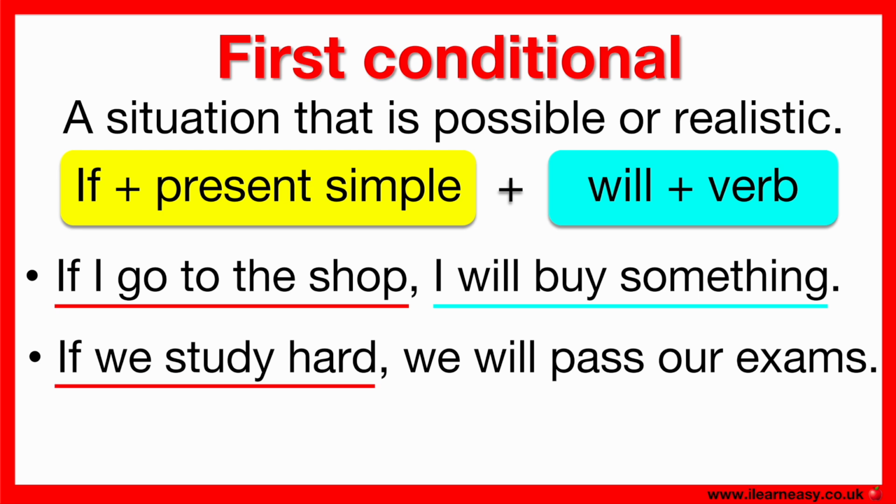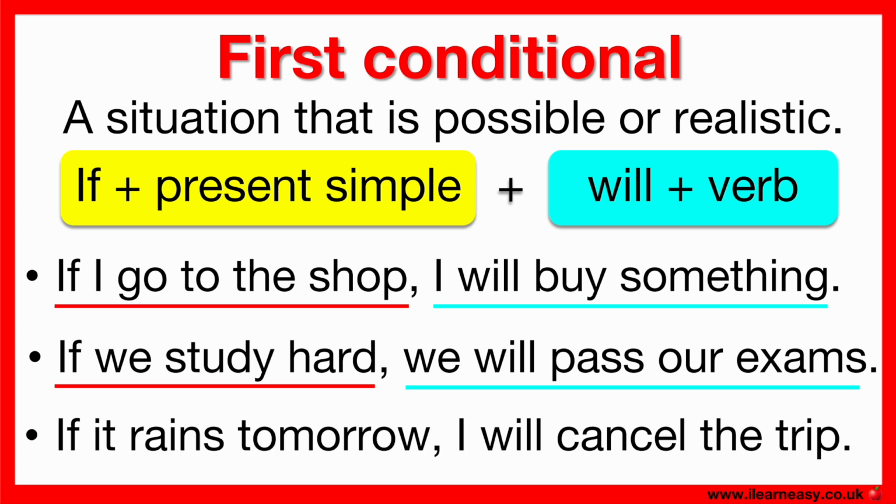Again, we have the if clause first, followed by the main clause. The if clause follows the structure if, followed by the present simple, and the main clause follows the structure will, followed by the verb in its base form. If it rains tomorrow, I will cancel the trip.